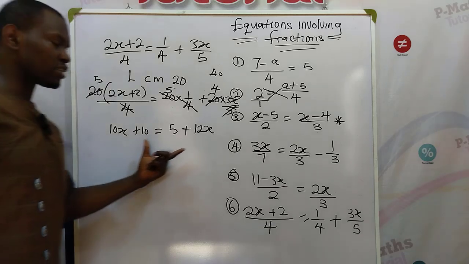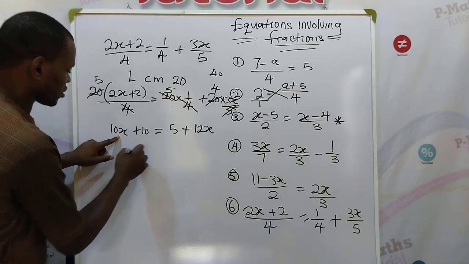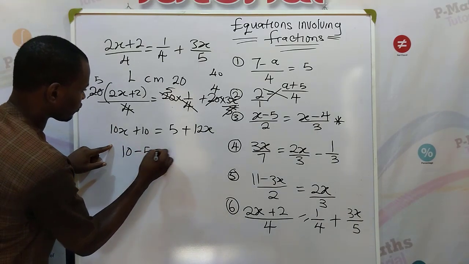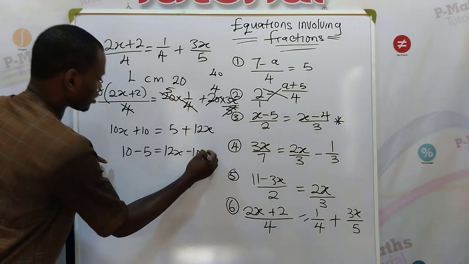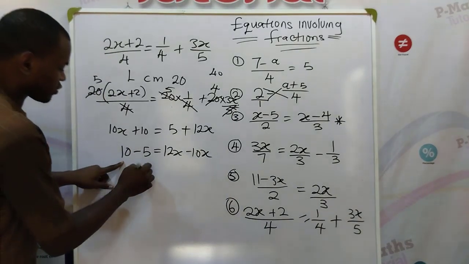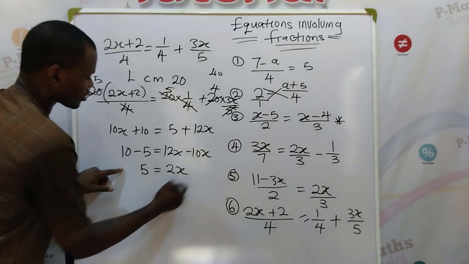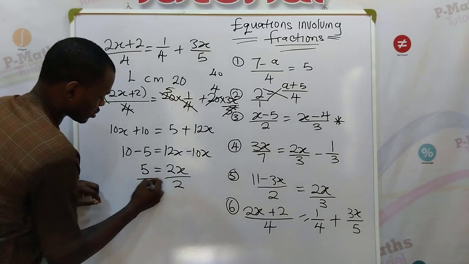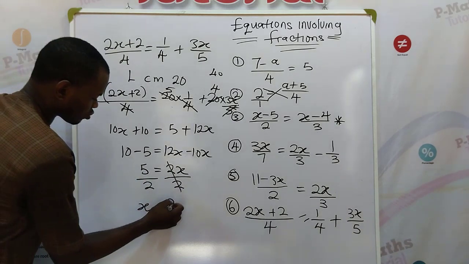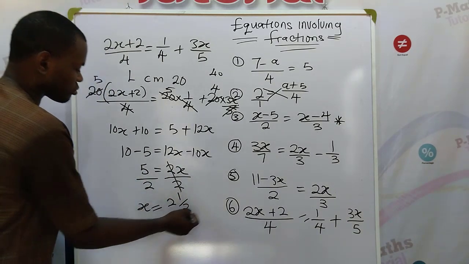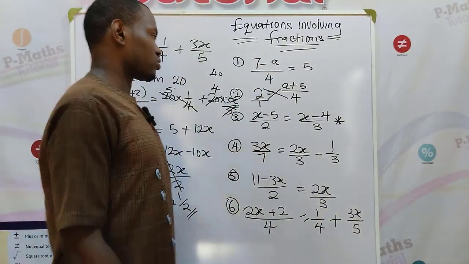The next thing we do is to collect the like terms, right? So 10x will come and meet this guy. 5 will come and meet this one. So we have 10x minus 5 equals 12x minus 10x. This is 12x minus 10x. 10 minus 5 is 5. 12x minus 10x should give me 2x. Coefficient of x will divide. So I will have x equal to 5 divided by 2, which is 2 whole number 1 over 2, changing to mixed fraction. So this is how we solve different conditions of algebraic fractions.